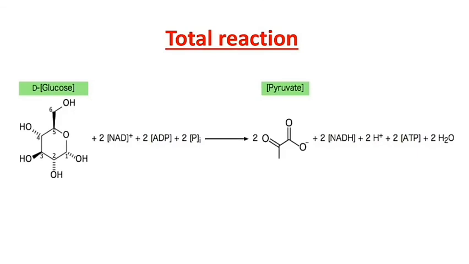Now looking at the total reaction taking place in the whole process of glycolysis, we can say that along with one molecule of glucose, there is involvement of 2 molecules of ADP, 2 inorganic phosphate and 2 NAD plus ions, and this leads to production of 2 molecules of pyruvate, 2 NADH molecules, 2 H plus ions, 2 ATP and 2 molecules of water.